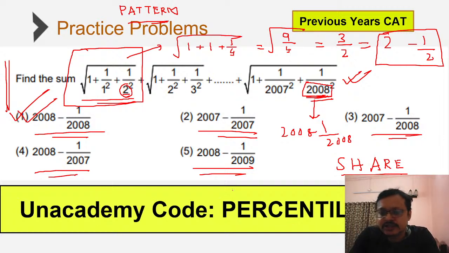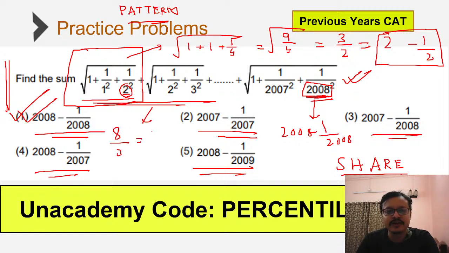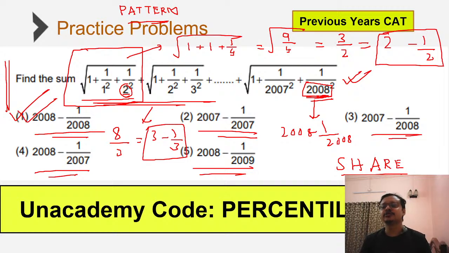So any questions on the second one? If you wanted, you could have looked at the first 2 terms and added. You'd have still got the answer as 8 by 3, which is again nothing but 3 minus 1 by 3. Had the term been a larger number, still the answer would have been nothing but n minus 1 by n. So simply observe patterns, mark the answers, and move on in all such questions.